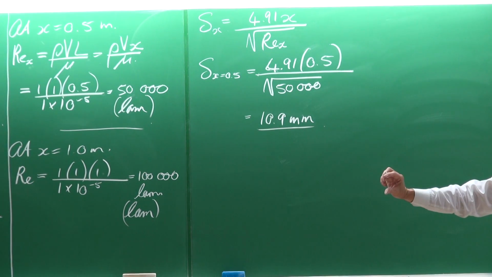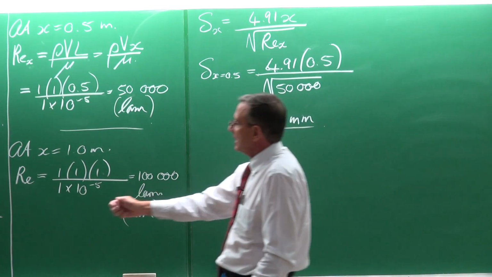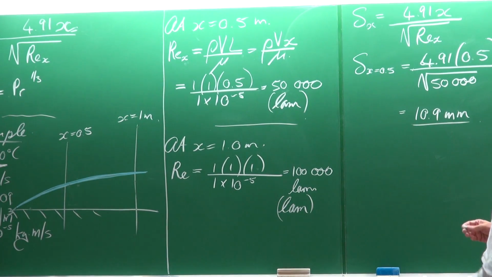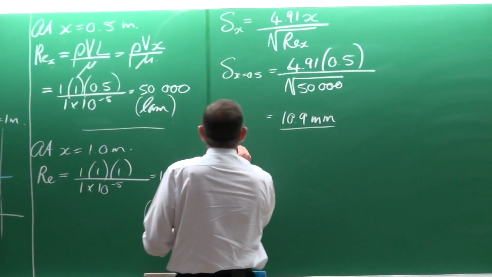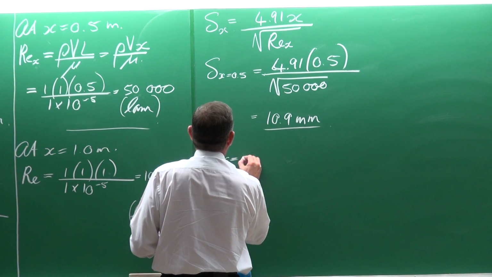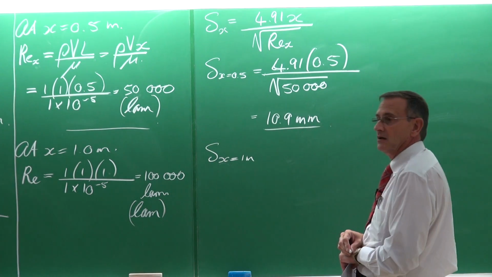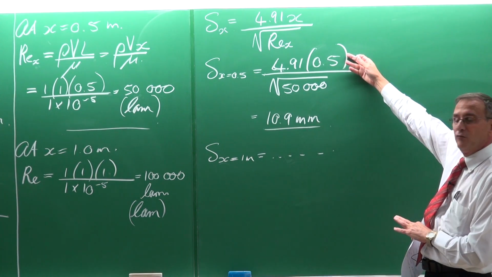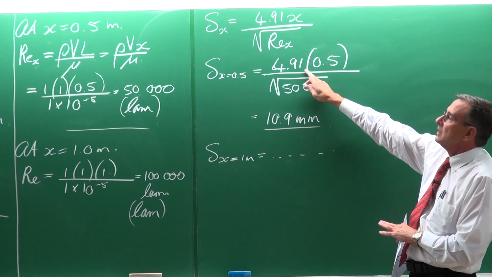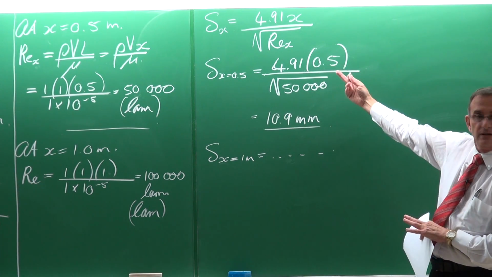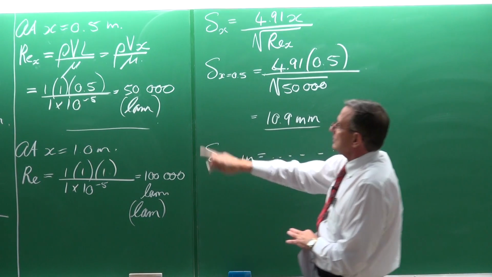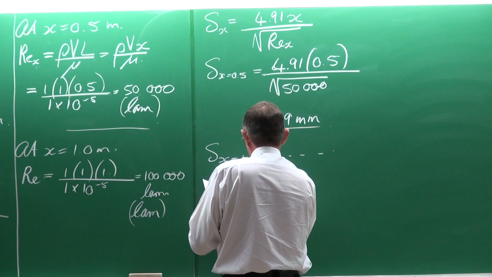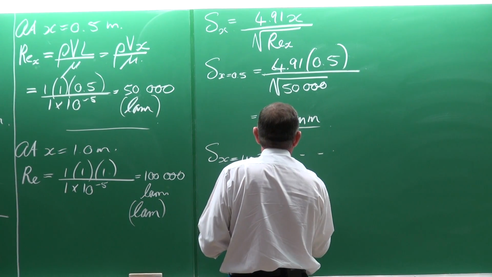So 10.9 millimeters, 0.5 meters from the leading edge, just so that you've got a feeling for a boundary layer thickness. Right, so now we can go and do exactly the same for x equal 1 meter. I'm sure I do not have to do the calculation for you, so it's 4.91, x is now just equal to 1, divided by the square root of the Reynolds number, and if you go and do it, it would be equal to 15.53 millimeters.